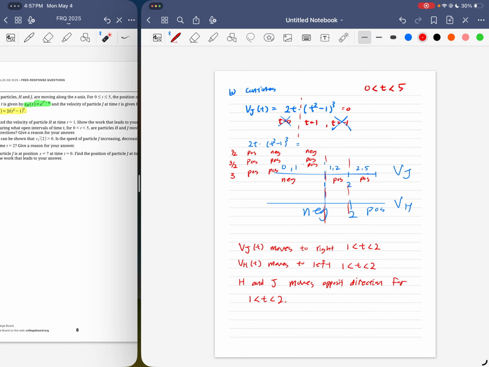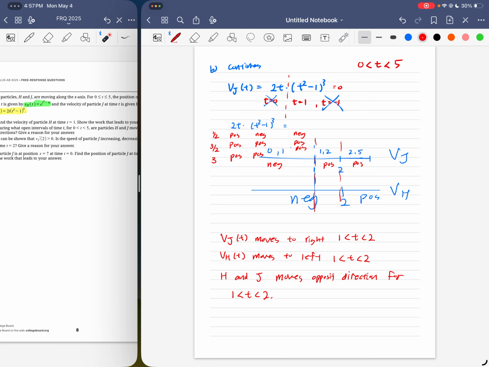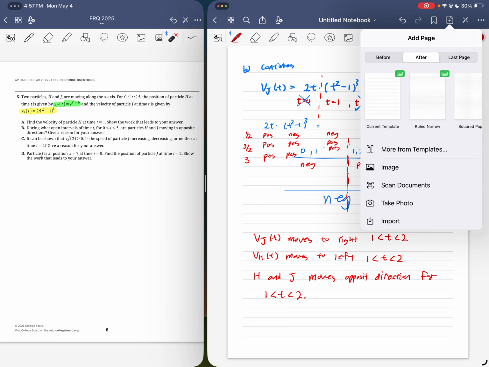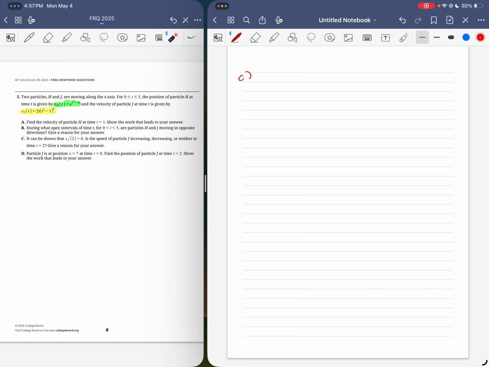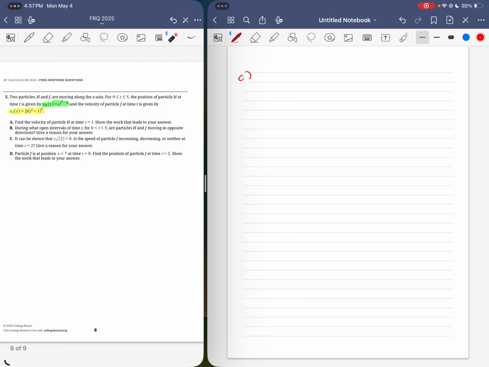It could be slightly confusing, which I understand, but once you do it two or three times, it's not going to be that bad. All right, so let's do C. It can be shown that the acceleration of j of t is greater than 0. Is the speed of j increasing or decreasing or neither at t equals 2?